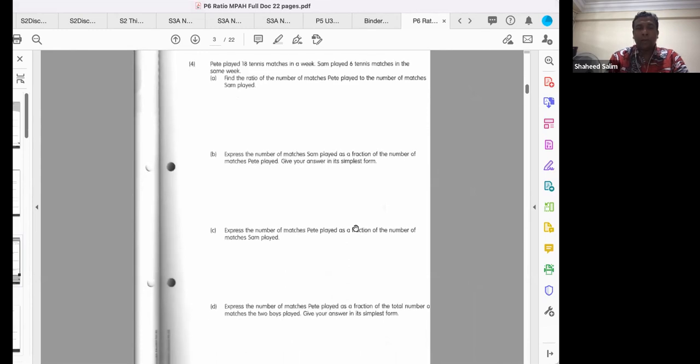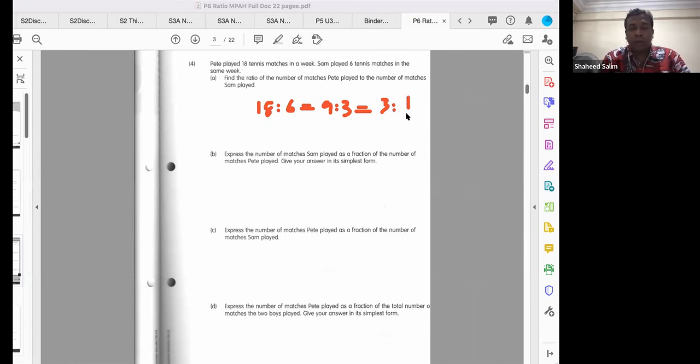Okay, so we go one by one. Pete plays 18. Sam plays 6. So the first answer you may write is 18:6. But remember, got to bring it to lowest terms. Divide by 2, divide by 2, is 9:3. But again, can divide some more. Divide by 3, divide by 3, is 3:1. So congratulations to Mr. Riley.